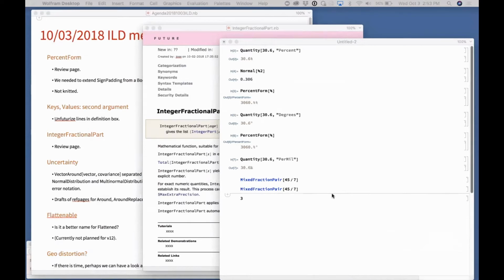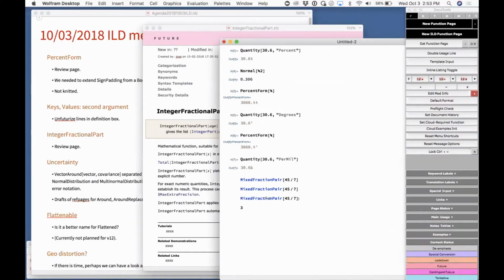Well, okay, so what are our choices? Our choices are mixed fraction pair, which sounds like it's a technical name, and mixed fraction parts, which sounds a little bit less technical to me. It's the parts of a mixed fraction. Thoughts? Well, using part aligns better with integer part and fractional part. Good point. Let's go with mixed fraction parts.